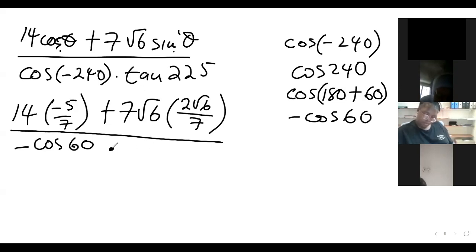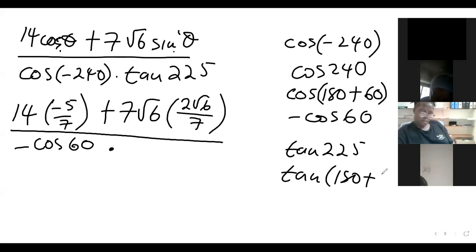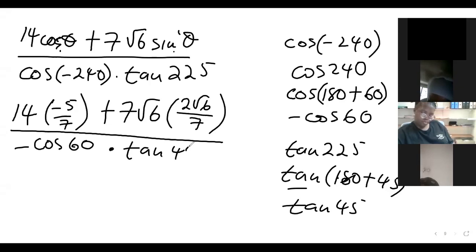Then times, what is tan 225? Same thing, 225, third quadrant. How do you represent the third quadrant? 180 plus 45. Please, third quadrant or fourth quadrant, never use 270. It's old syllabus. So it's tan 180 plus 45, but tan is positive on the third. So it becomes tan 45.